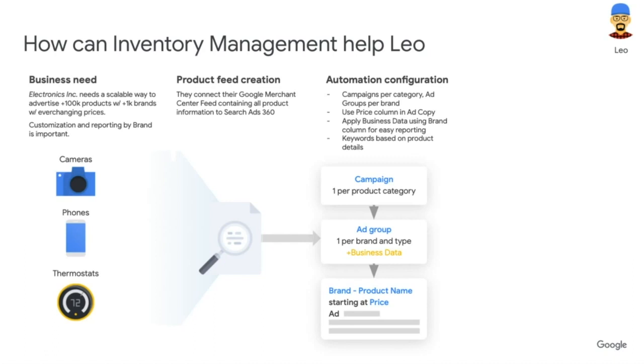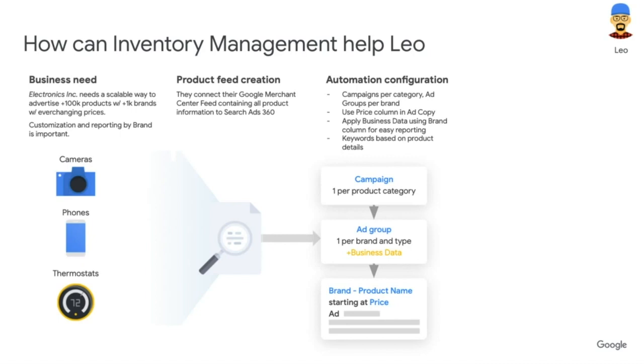At a high level, one of the approaches that Leo can take here, and that we introduce, is to leverage the product category column in his feed as the field used for creating campaigns. So he's going to leverage product category as the campaign multiplier that Bryan referred to. And this is going to automatically create a campaign for each product category. Let's say one for cameras, one for phones, one for thermostats.